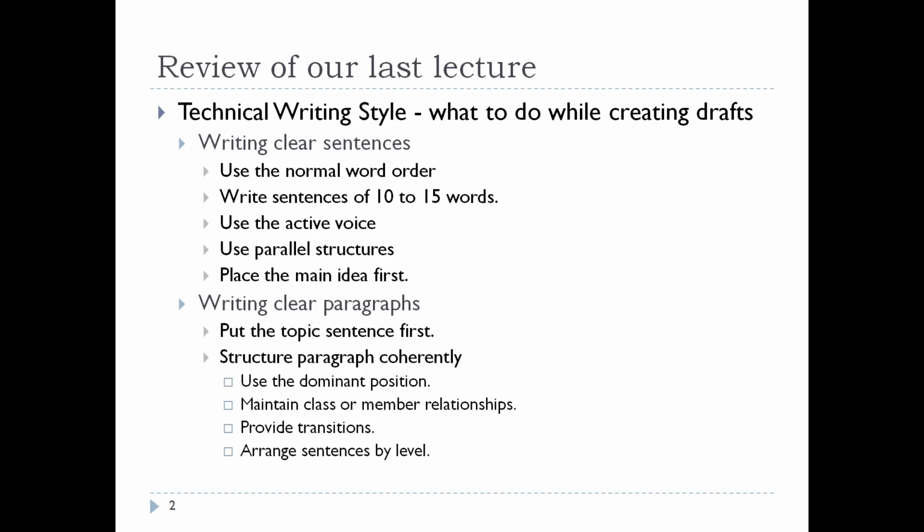What is coherence? Coherence is when all the sentences of the paragraph are focused on one subject, one idea, one topic. Okay, so we say that they are coherent. So how can you achieve coherence? You can achieve coherence by using the following techniques.